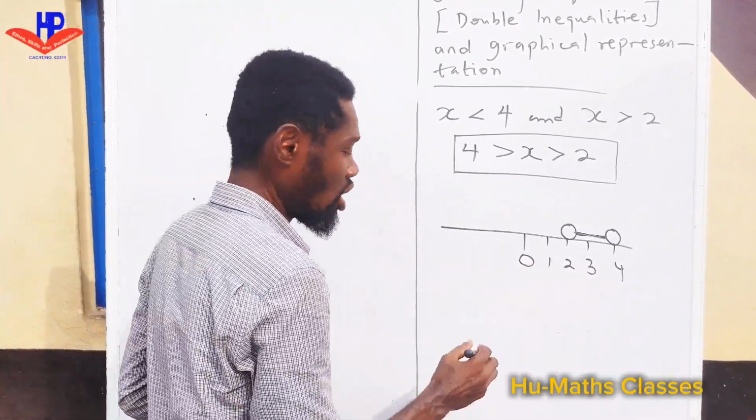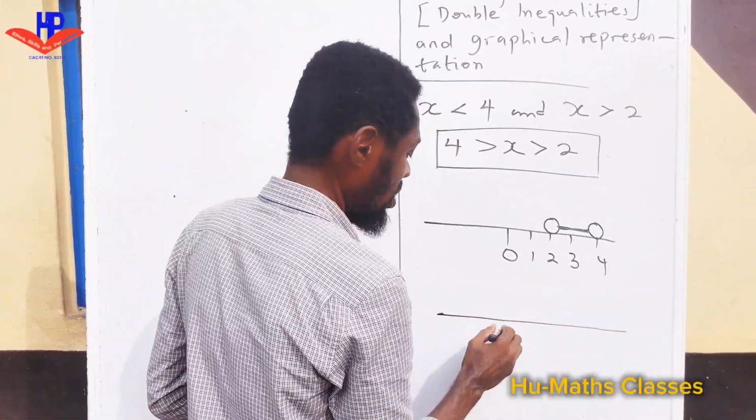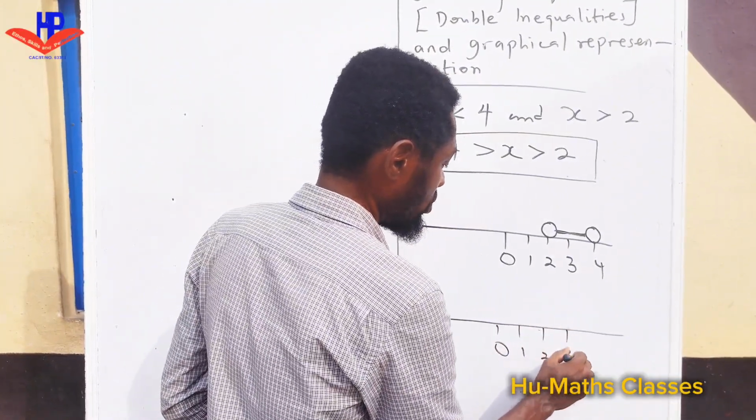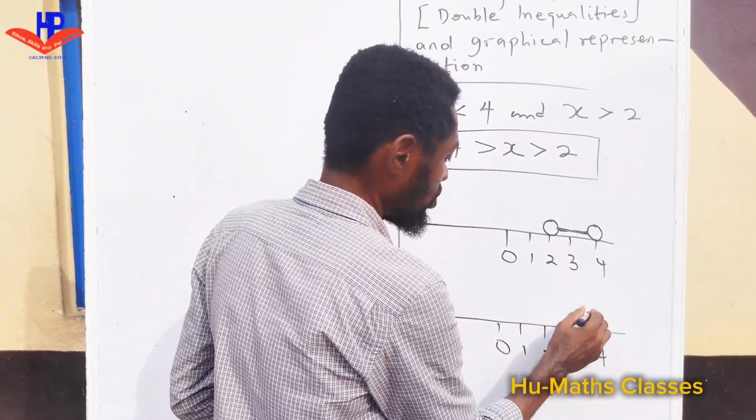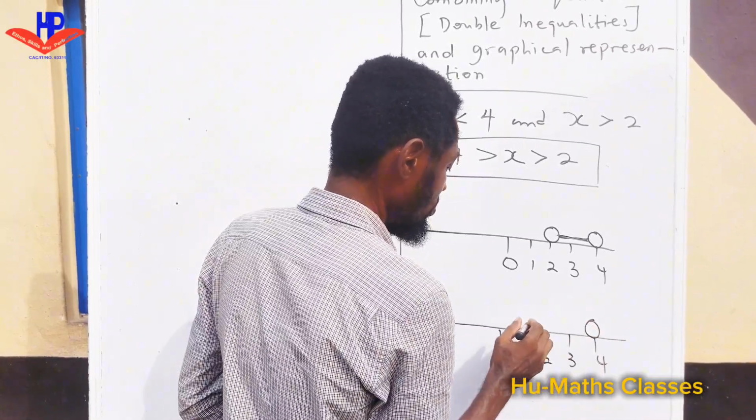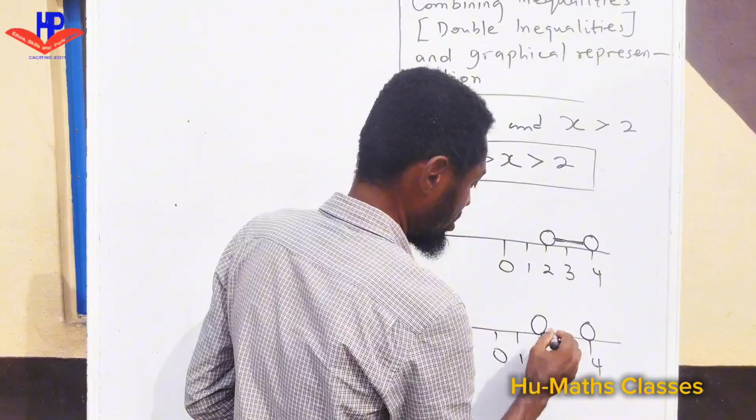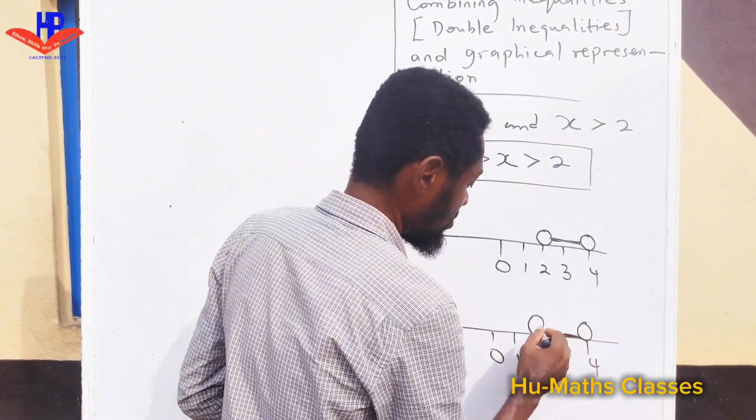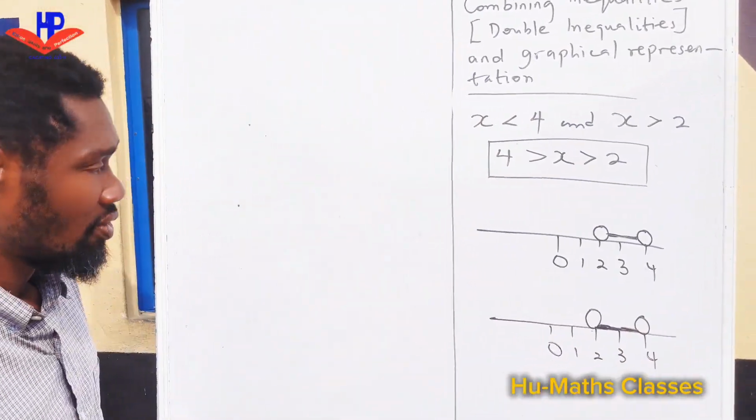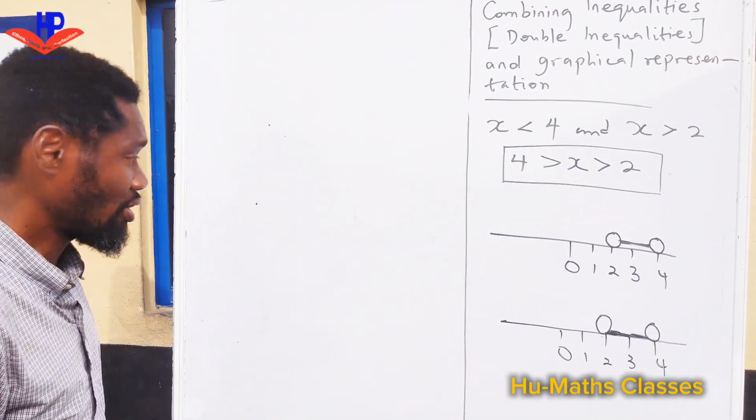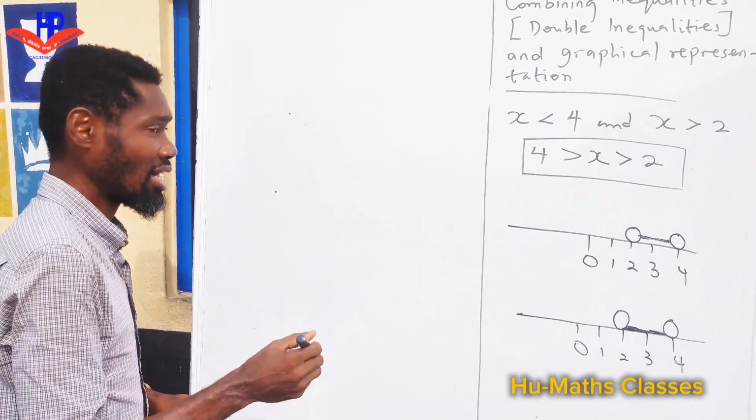Or you take the second form of graph, where you have 0, 1, 2, 3, and 4. Put your circle here, put your circle here, then shade the middle part. It's the same thing. So we have two different types of graphs there. Let's look at another example.